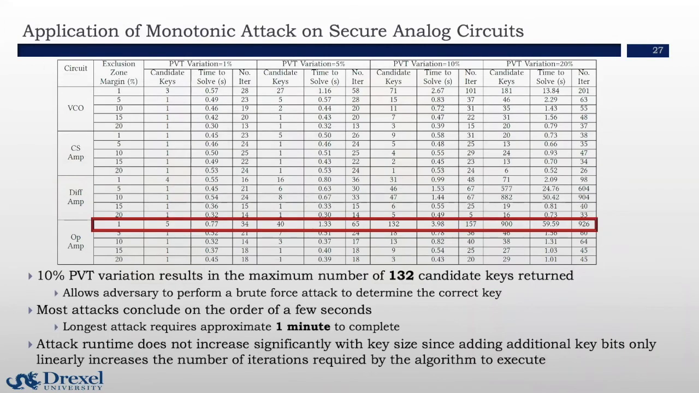The monotonic attack has been evaluated on 4 different circuits and for different PVT variation. It can be shown that for a maximum of 10% PVT variation, a maximum of 132 candidate keys have been returned, so this can be evaluated through a brute force attack. Most of the attacks conclude in the order of a few seconds, the longest being 1 minute. The attack runtime does not increase significantly with the key size, since adding additional key bits only linearly increases the number of iterations required by the algorithm to execute.